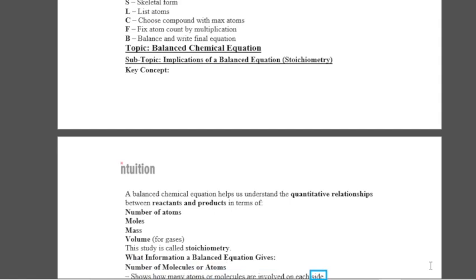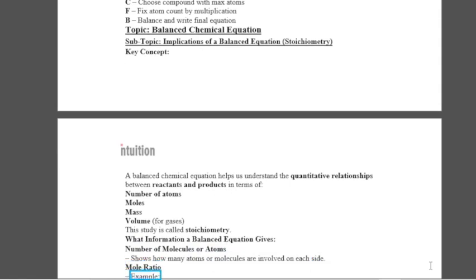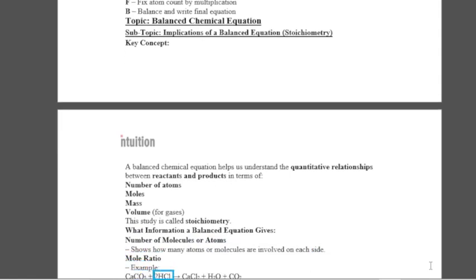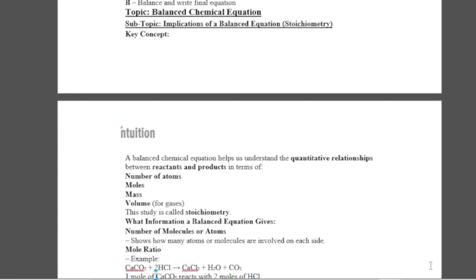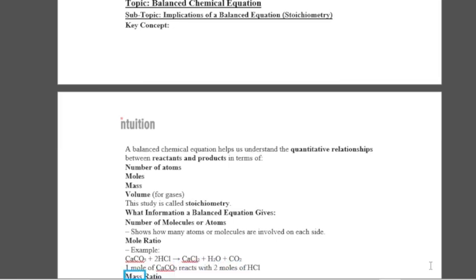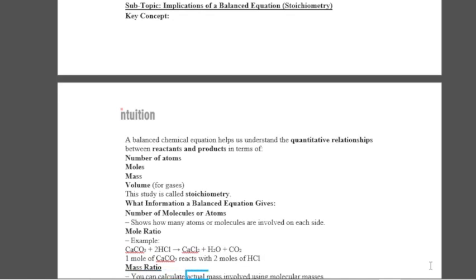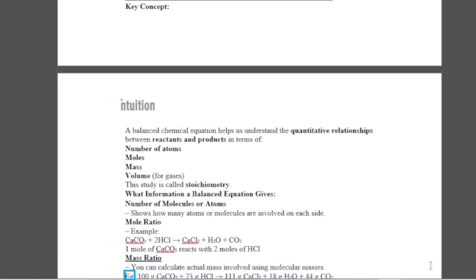Mole ratio. Example: CaCO3 plus 2HCl gives CaCl2 plus H2O plus CO2. 1 mole of CaCO3 reacts with 2 moles of HCl. Mass ratio: you can calculate the actual mass involved using molecular masses. For example, 100 g CaCO3 plus 73 g HCl gives 111 g CaCl2 plus 18 g H2O plus 44 g CO2.